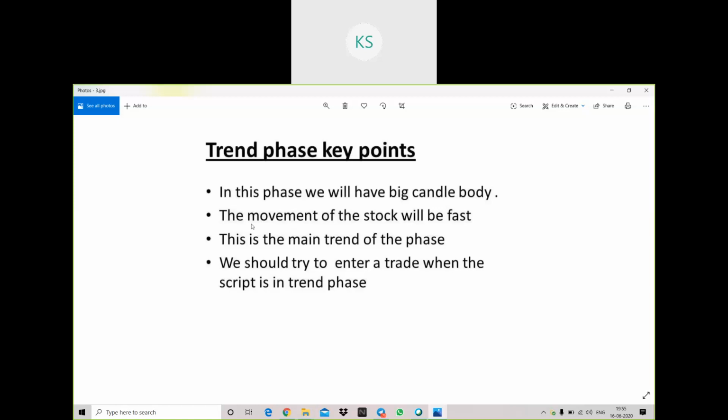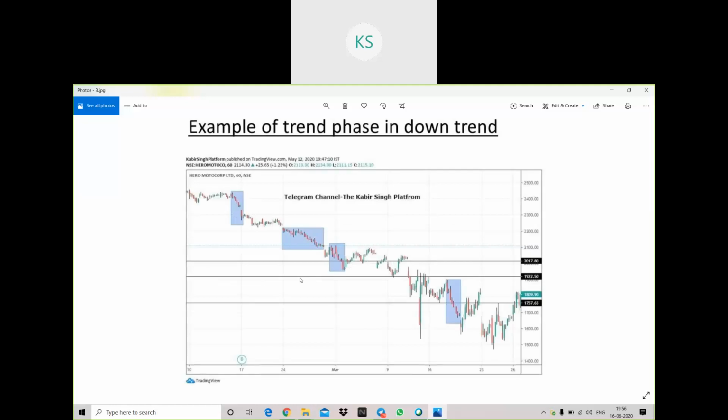Okay, I have just used the words upward trend and downward trend. So in the trend phase, the stock is in the main trend. Okay, we'll see how to decide a main trend now in the example part. And this trend phase is the best part to enter the trade because you'll get your targets very fast. As I've told you before, the movement in the stock is very fast, so you'll get your targets also quickly. So you don't have to wait for a longer period. We'll go to the example now.